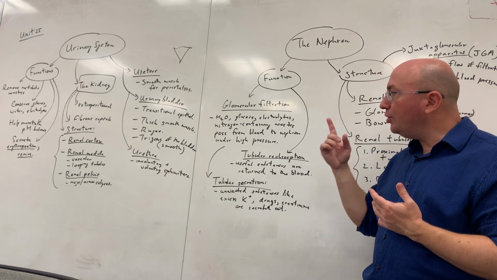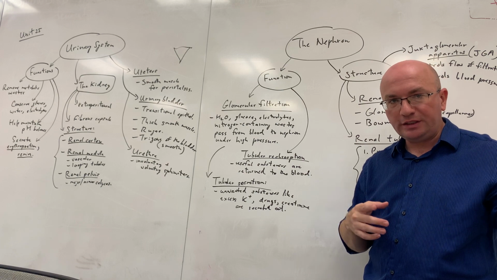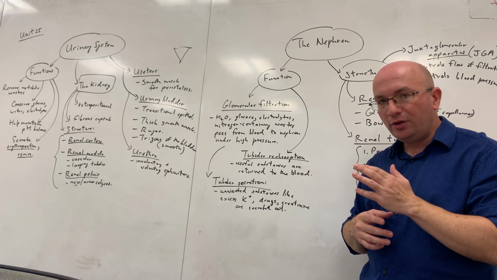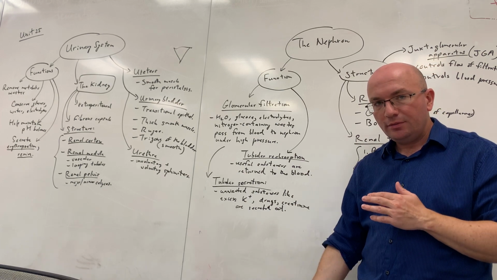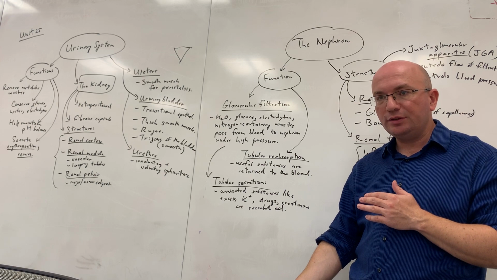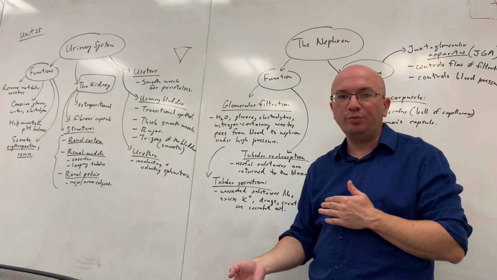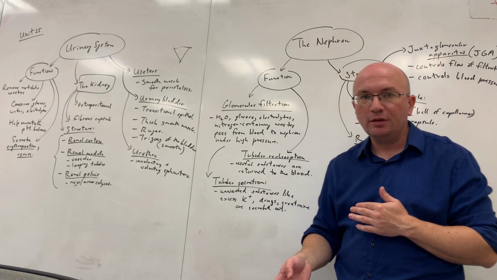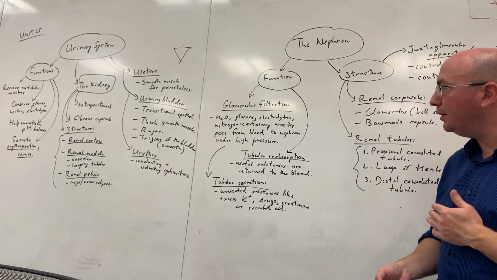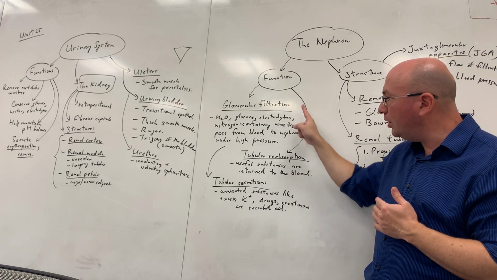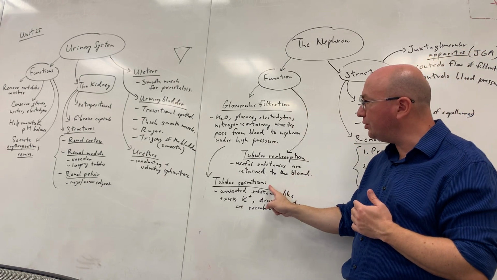So each individual nephron essentially will take some blood, clean it out, filter it, reabsorb molecules back into the blood that are good, and everything that's waste will be mixed with water and removed as urine out of the body. So we have glomerular filtration, tubular reabsorption, and tubular secretion.